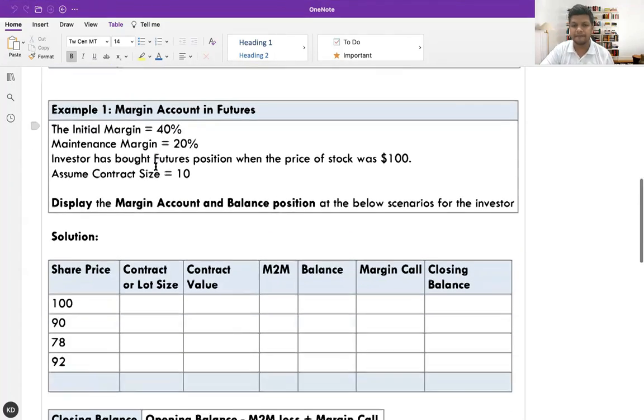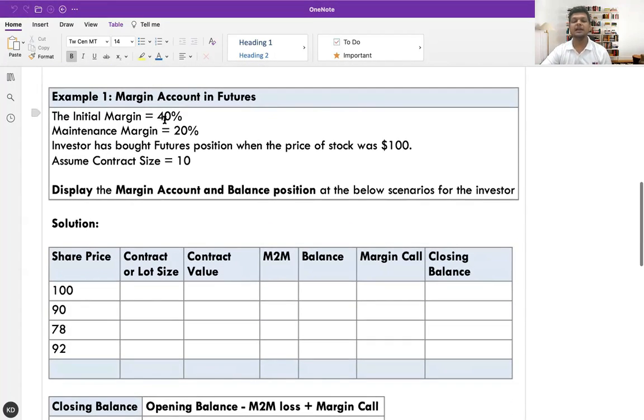So here the initial margin is 40%. The maintenance margin is 20%. The investor has bought the futures contract. Bought means long. The position is long. You make gains when the prices go up and losses when the prices go down. Clear?